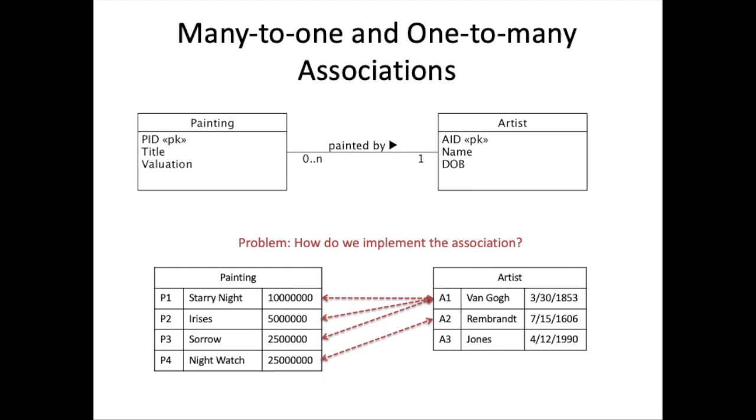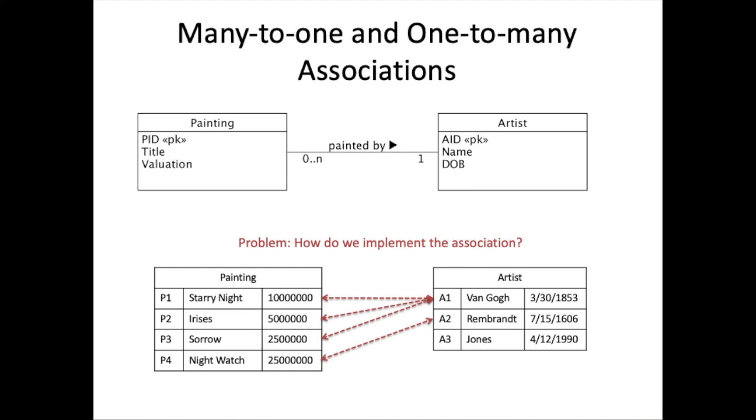We'd basically be putting a lot of redundant information into the database. So we'd be recording that artist A1 was named Van Gogh and born on March 30th, 1853. We'd be recording that information 3 times if Van Gogh painted 3 paintings that were in the database. And obviously it could be a lot worse than that. What if an artist had 500 paintings?